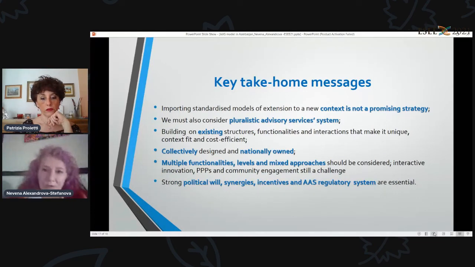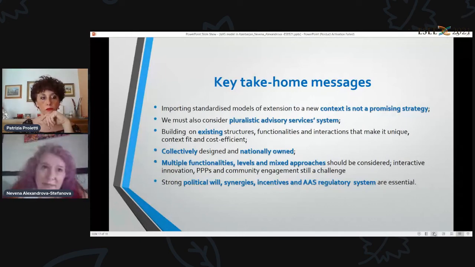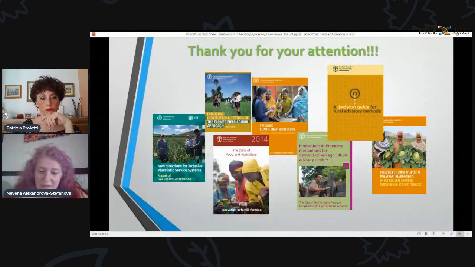But those are still challenging ideas to bring forward. That's why capacity development and participatory processes are very important, together with strong political will, synergies, and incentives that have to be built into extension policies, investment, and regulatory systems. Thank you. Thank you very much.